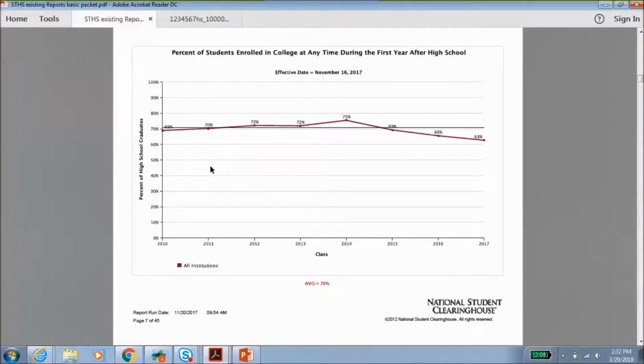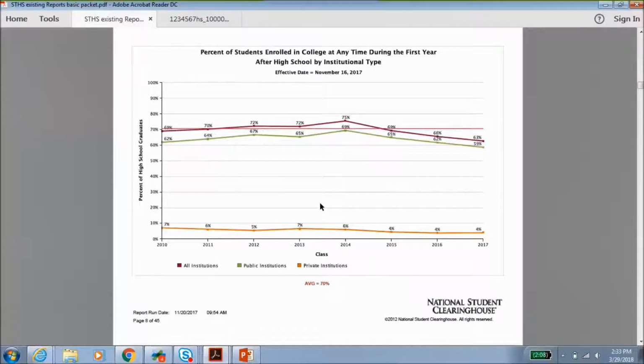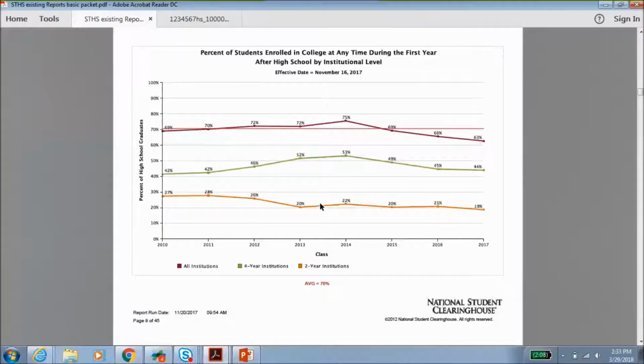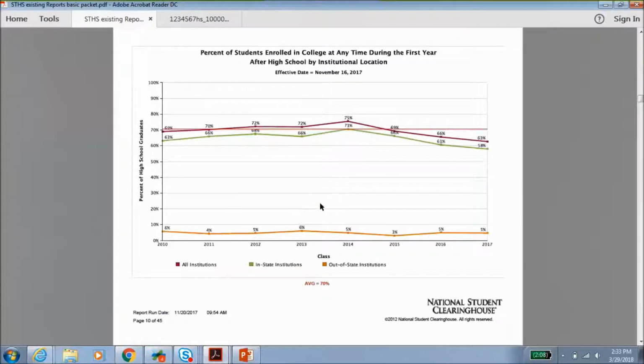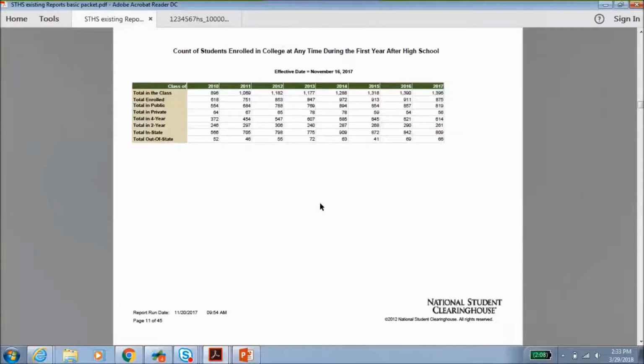Then we shift to students enrolled in college anytime in the first year after high school graduation. Perfect world, all your high school graduates enroll in the fall and they're following the typical college path. That's not reality. So what we're doing is showing you the percentage of students who went in the first year. Again, the same thing, the 8 years. This is the all institutions. Then it goes through the same stratifications, public, private, 4-year, 2-year, in-state, out-of-state, and the table.